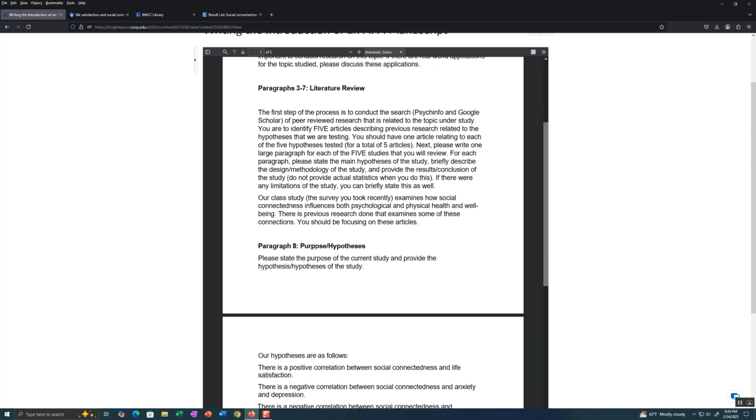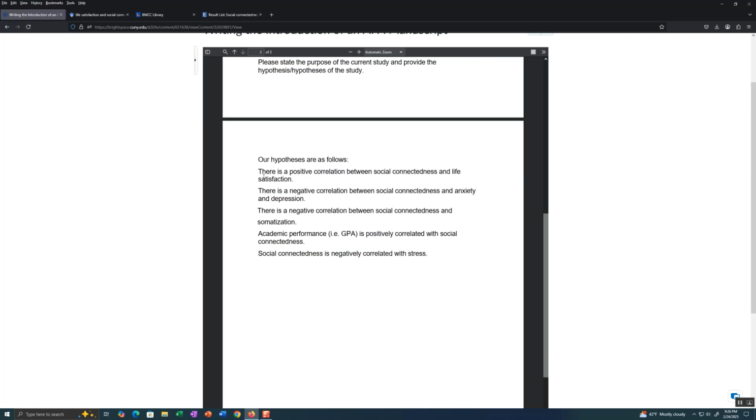Paragraph 8 is just the hypotheses. So all you have to do is take these five hypotheses and put them together into a paragraph. And that's paragraph 8. So you'll say the following hypotheses will be tested in this study. The first hypothesis is this. Second hypothesis, third, fourth, fifth. And you're just going to write them in paragraph form. And that's it. That's your 8 paragraphs.